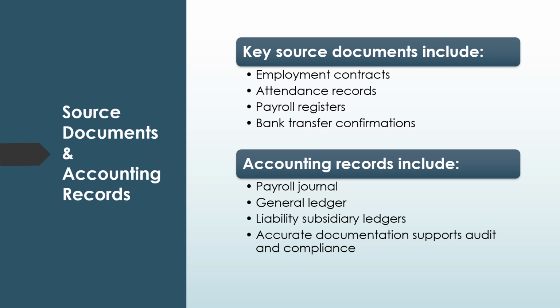Every payroll transaction must be supported by documents. Examples include employment contracts, attendance records, and payroll registers. These documents provide evidence and help in audits. Accounting records such as journals and ledgers ensure payroll transactions are properly recorded.